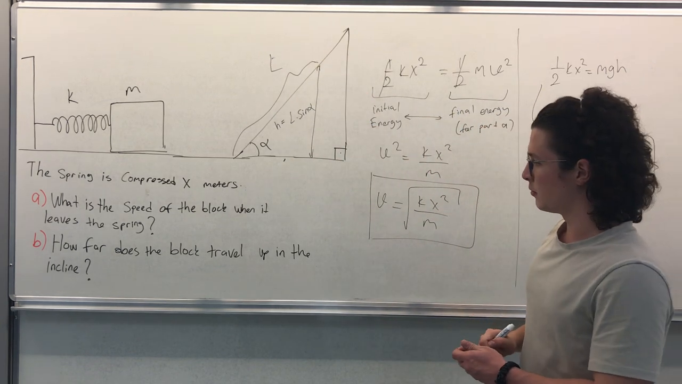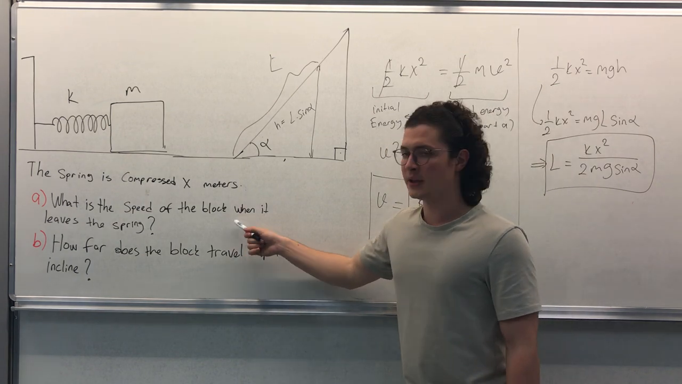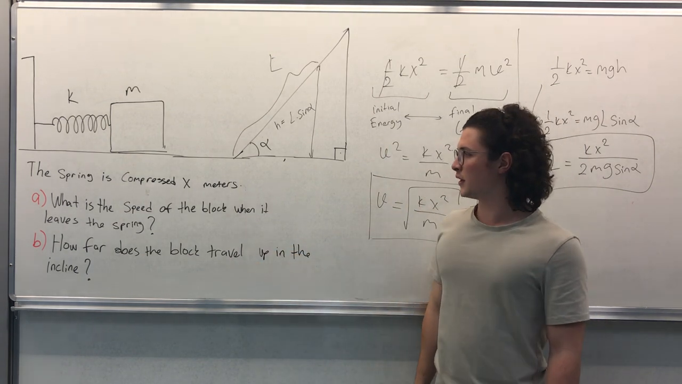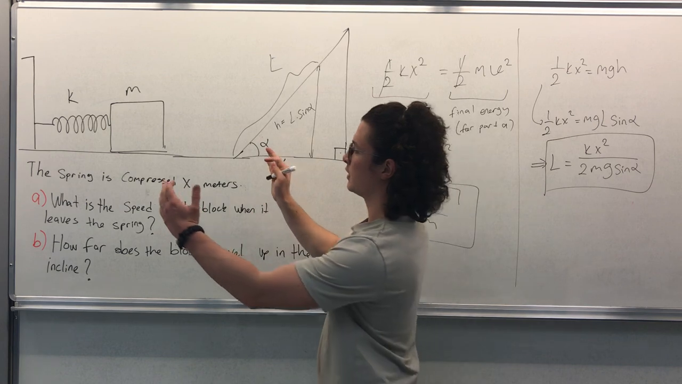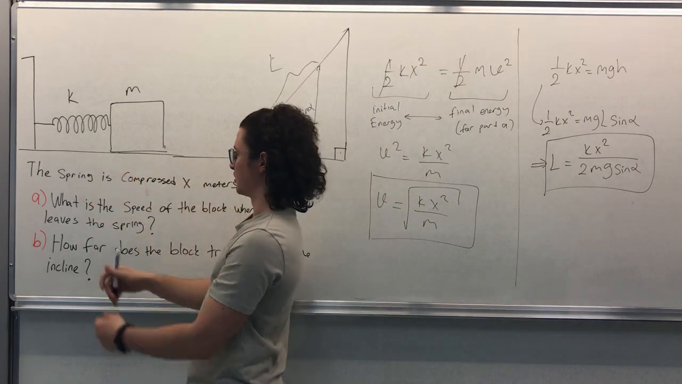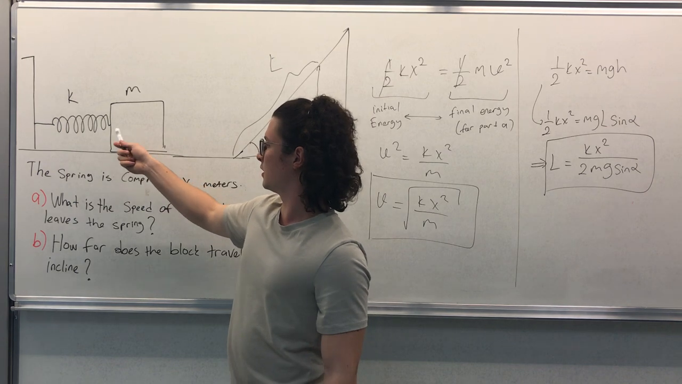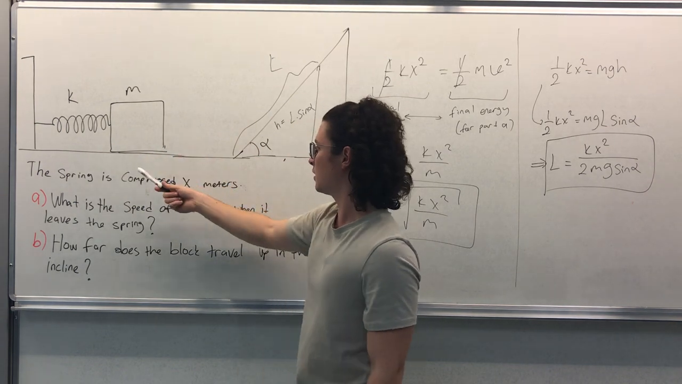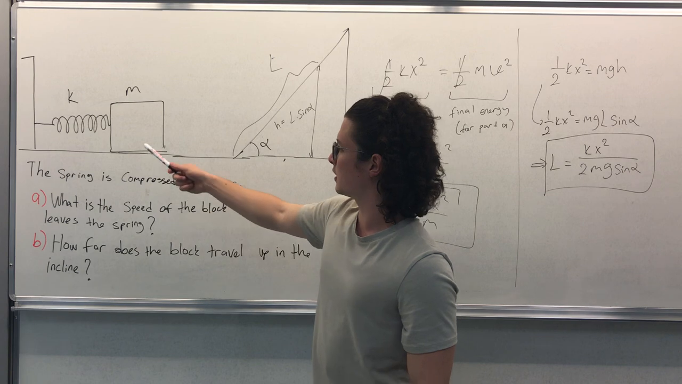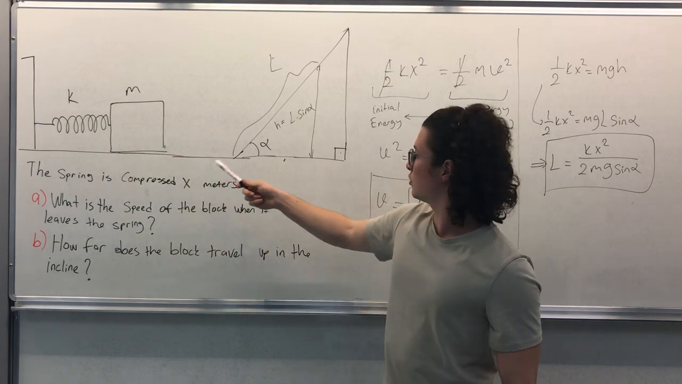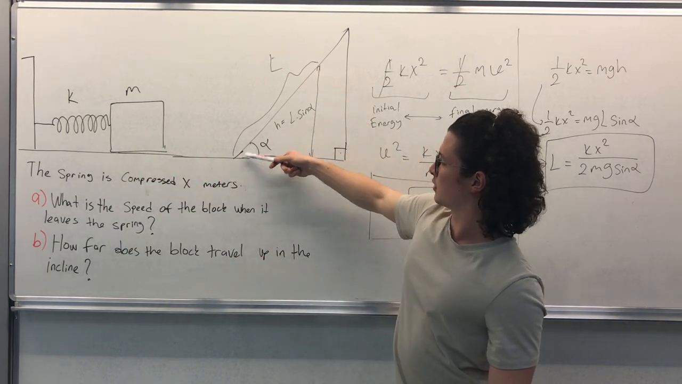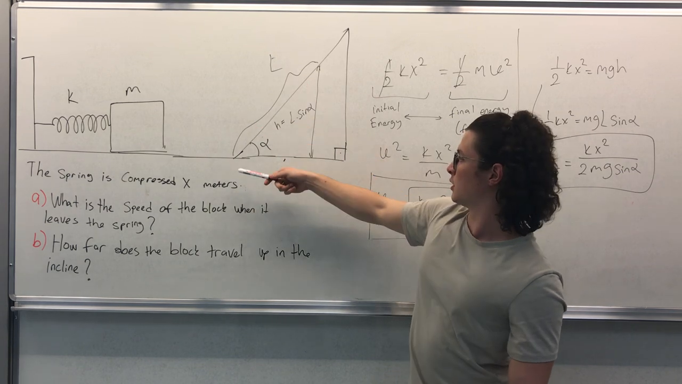So, in both parts, our main point is the conservation of energy. So, we initially have a spring potential energy here. Then, for part A, we calculate its conversion to kinetic energy. And for part B, we calculate its conversion into potential energy because of its height.